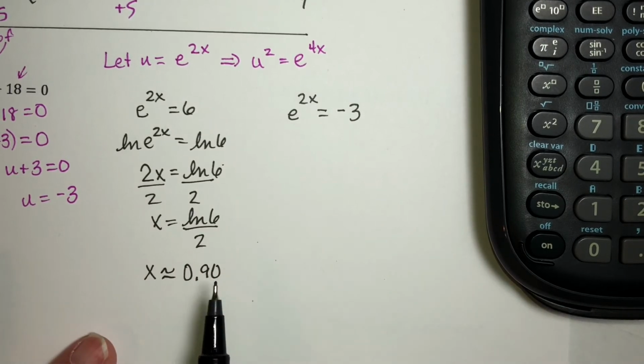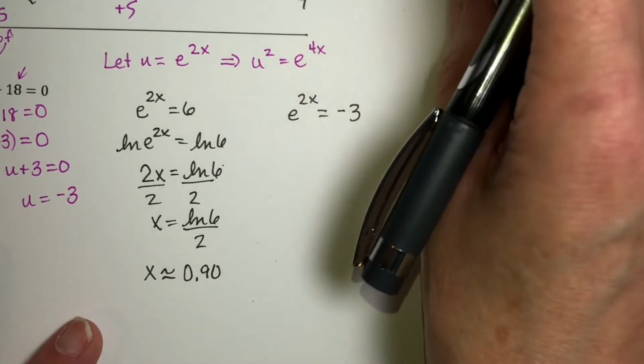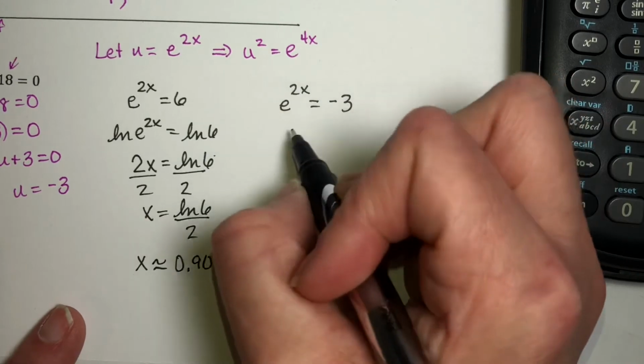Remember that if you're asked to round to 2 places, you need to have a 0 here. You can't just drop it. This indicates how precise your rounding was. So this is at least one of my solutions. It works. Now let's do the same thing here.